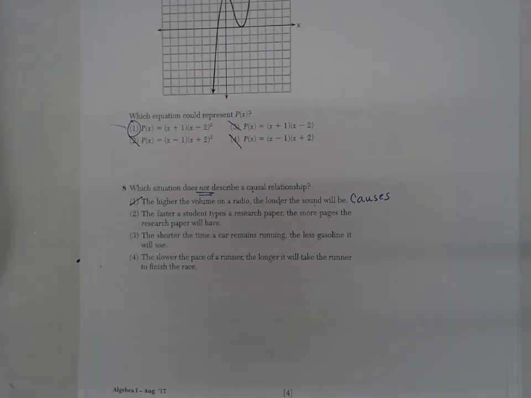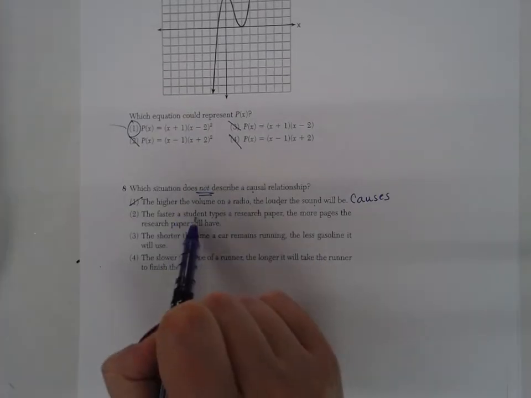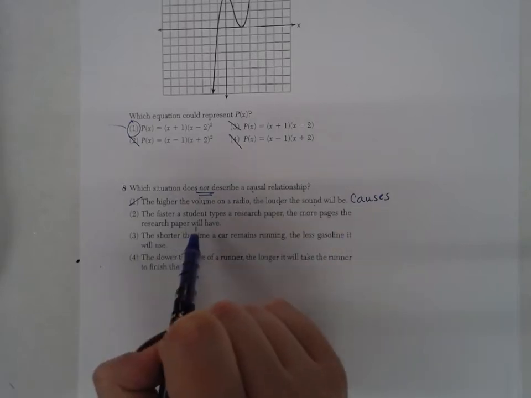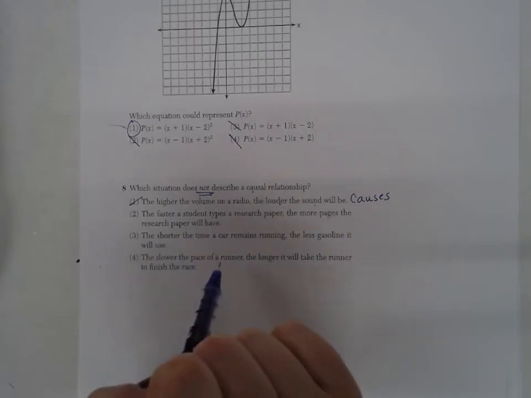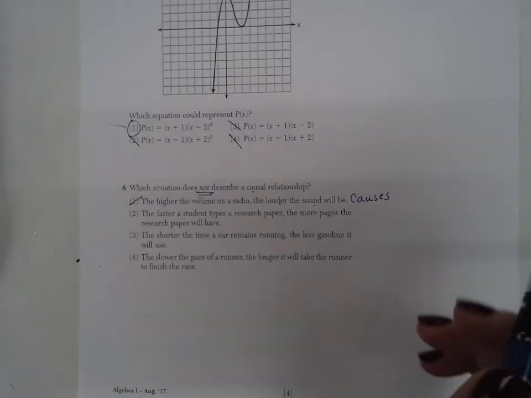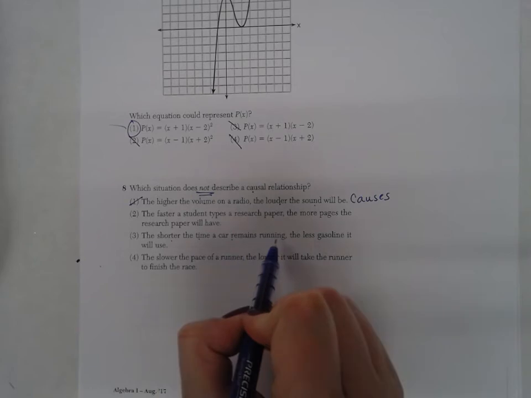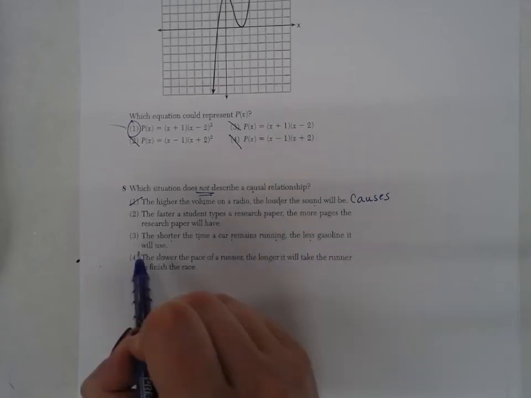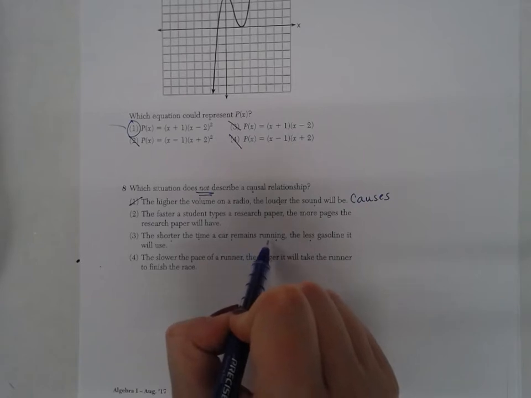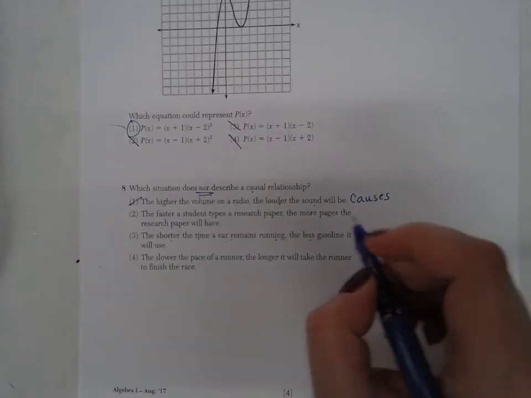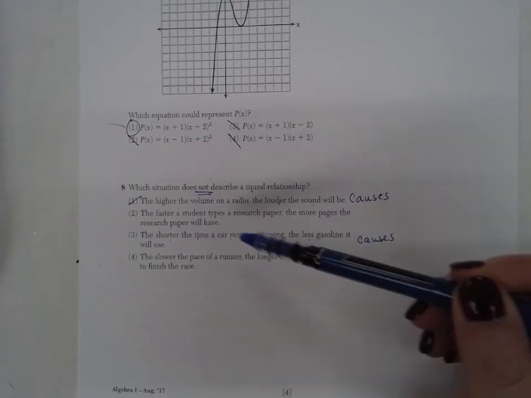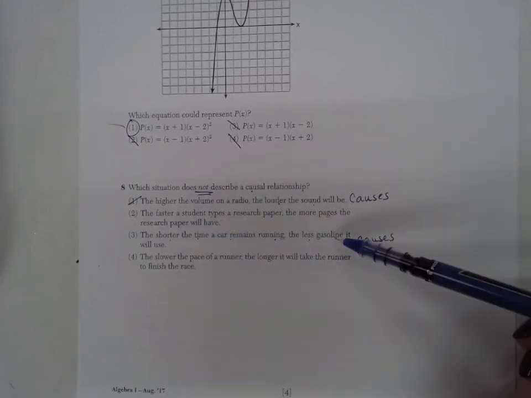Choice 2. The faster a student types a research paper, the more pages the research paper will have. I got to think about that one. Let me keep reading. The shorter the time a car remains running, the less gasoline it will use. So the shorter the time the car's running, the less gas I use. That's causes. The first thing causes the second thing to happen. If the car is running for less time, it will use less gas.